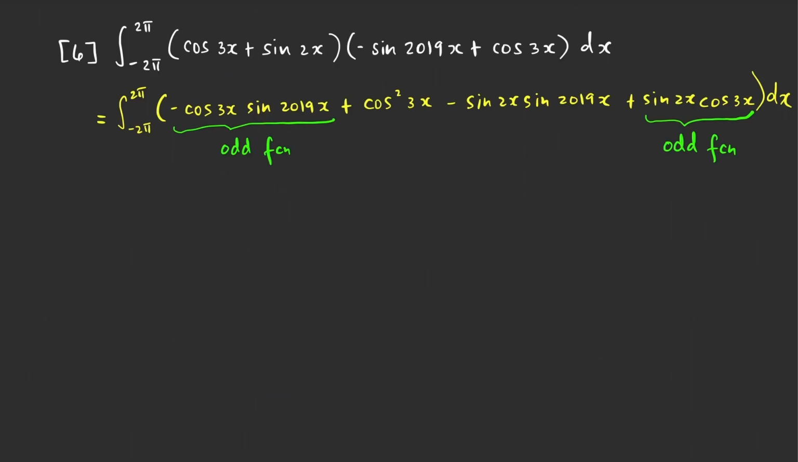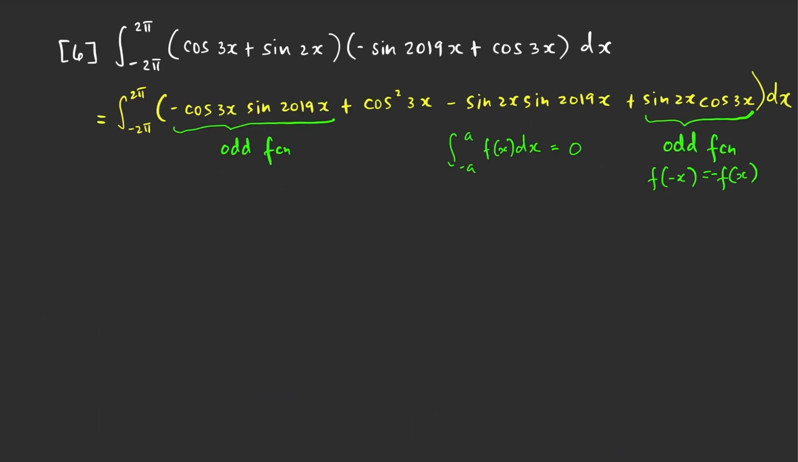The function value at negative x is the same thing as what? The same thing as the negative of the function value at x. So if you have an odd function, you satisfy this equation here: f of negative x is negative of f of x. That is the definition of an odd function. And if you have an odd function, the integral from negative a to a of an odd function is equal to 0.